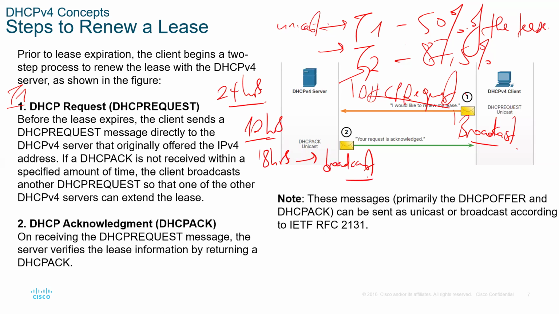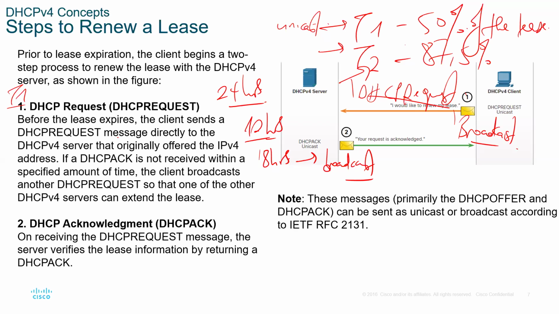So this one now is sending to all the servers in the network. Just in case one of the servers is down, then we are sending to all the servers in the network, also trying to renew that same address. If we don't get a response, then obviously it expires and we have to discover a new IP address. So the DHCP request is used to renew. The unicast is sent at time T1, then the broadcast is sent at time T2.